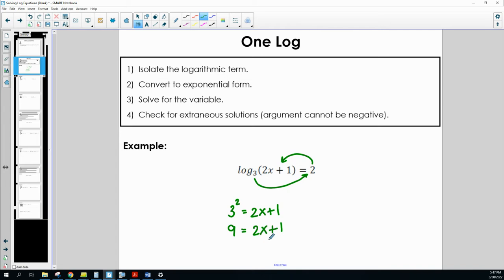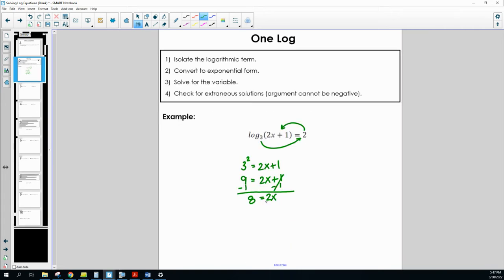To solve for x, I'm going to subtract 1. So I get 8 equals 2x. Then to get x alone, we will divide both sides by 2, and we end up getting x is equal to 4.